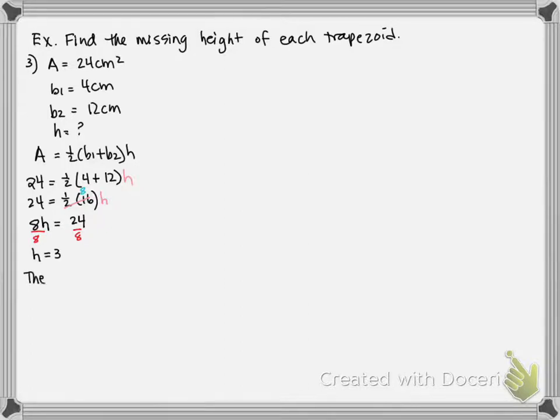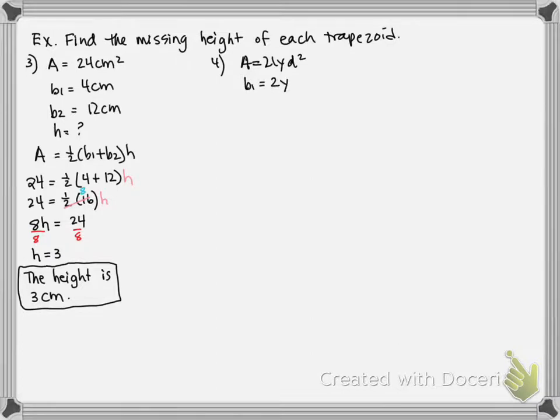So the height is 3, and it would just be regular centimeters. I wanted to write feet. Okay, we got one more and then we're done. So this one says area equals 21 square yards. Base 1 equals 2 yards. Base 2 equals 5 yards. And then we get height is what we don't know.